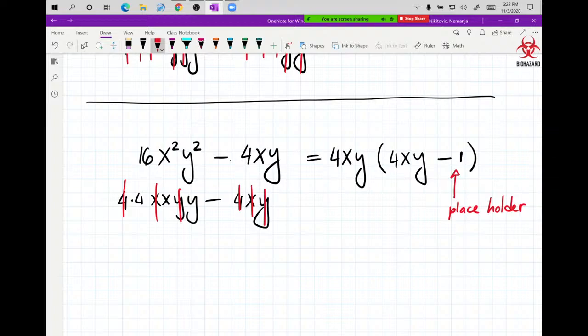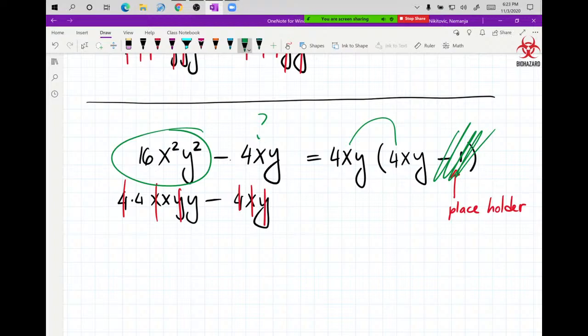Well, think about checking this problem. If you put nothing there because you say, oh, I took everything out, so I don't write anything, then when you try to check this problem, this would multiply there and you would get this back, but then you're stuck. There's nothing to give you the second term back. But if you have a 1 there, then that would distribute there as well, and then you would get your second term as well.